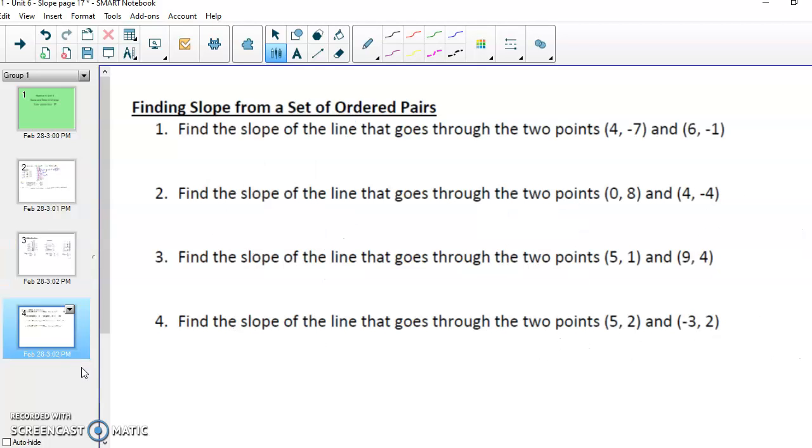which is finding slope from a set of ordered pairs. So find the slope of a line that goes through the points (4, -7) and (6, -1). So remember what we said, slope is change in y over change in x. It might make sense for you to make a tiny little table here. (4, -7), (6, -1).